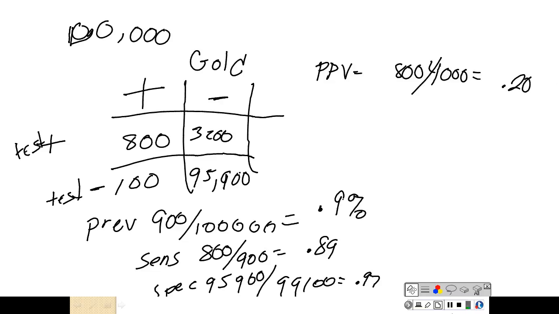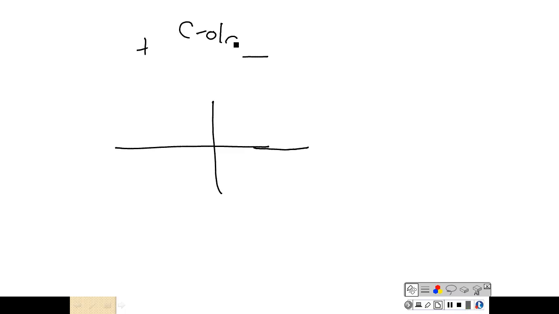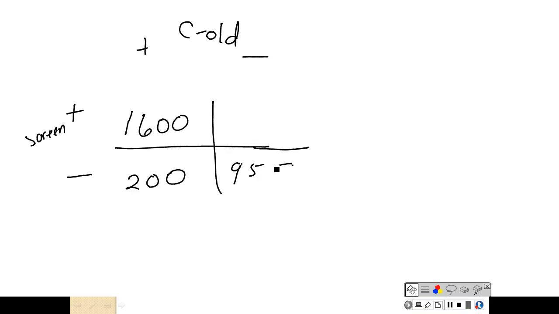Alright, so let's look at it again. So this time, we still have our gold standard, positive and negative, and our test, screen positive and screen negative. Alright. And this time we have 1,600, 200, 95,254, 2,946. What is the prevalence of prostate cancer in this population?